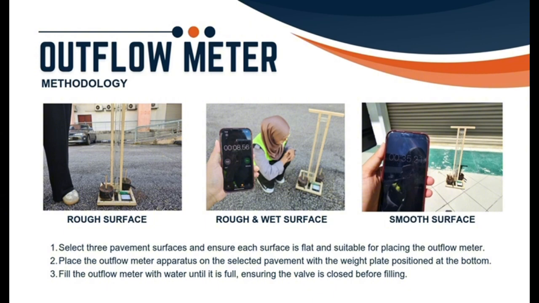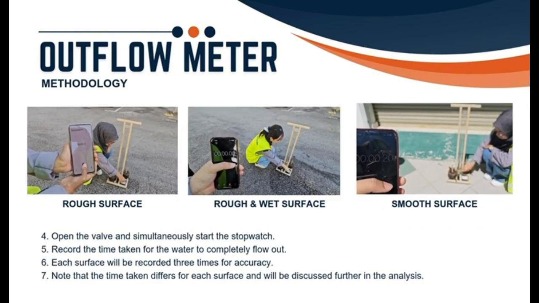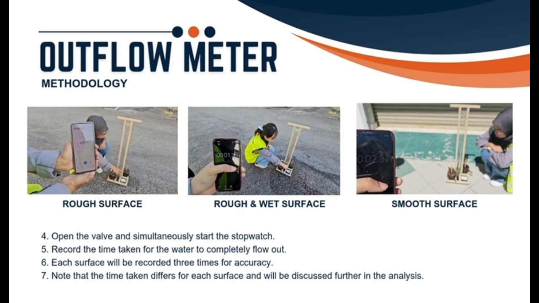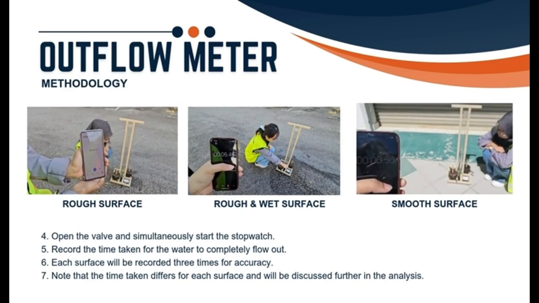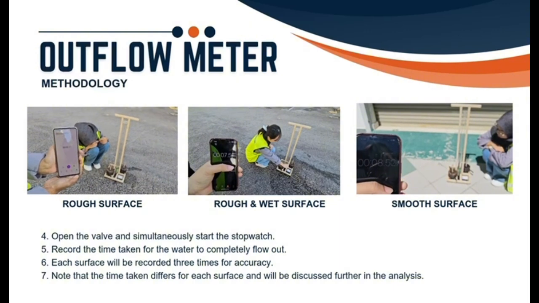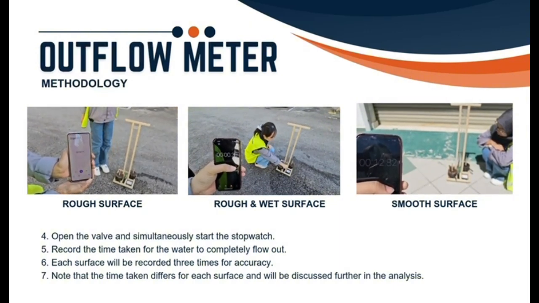Thirdly, fill the outflow meter with water until it is full, but make sure to close the valve before filling. So these are the 3 pictures where we put the outflow meter on the 3 pavement surfaces, which are rough surface, rough and wet surface, and smooth surface. Then, we need to open the valve and simultaneously start the stopwatch. Record the time taken for the water to completely flow out. Each surface will be recorded 3 times for accuracy. Note that the time taken differs for each surface and will be discussed further in the analysis.